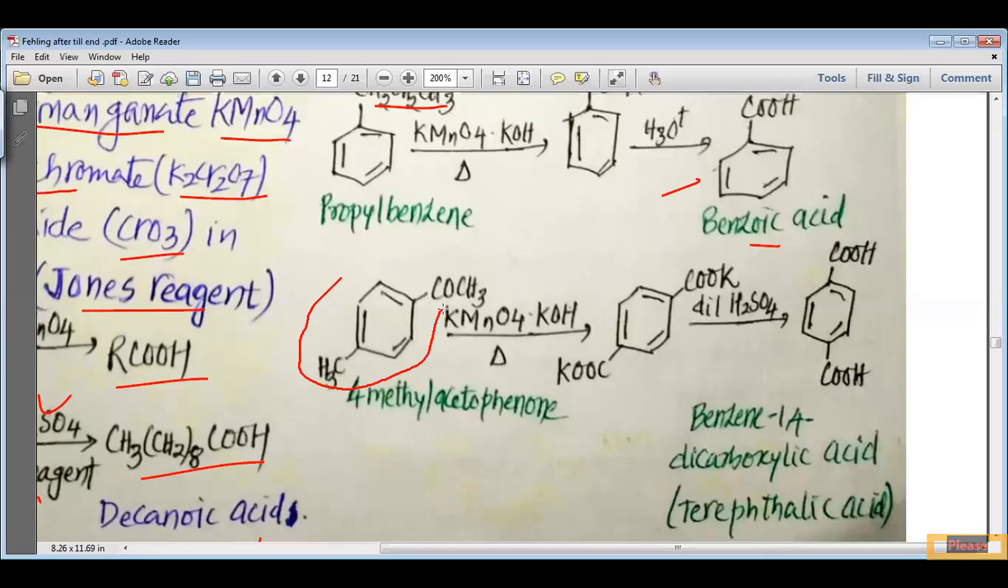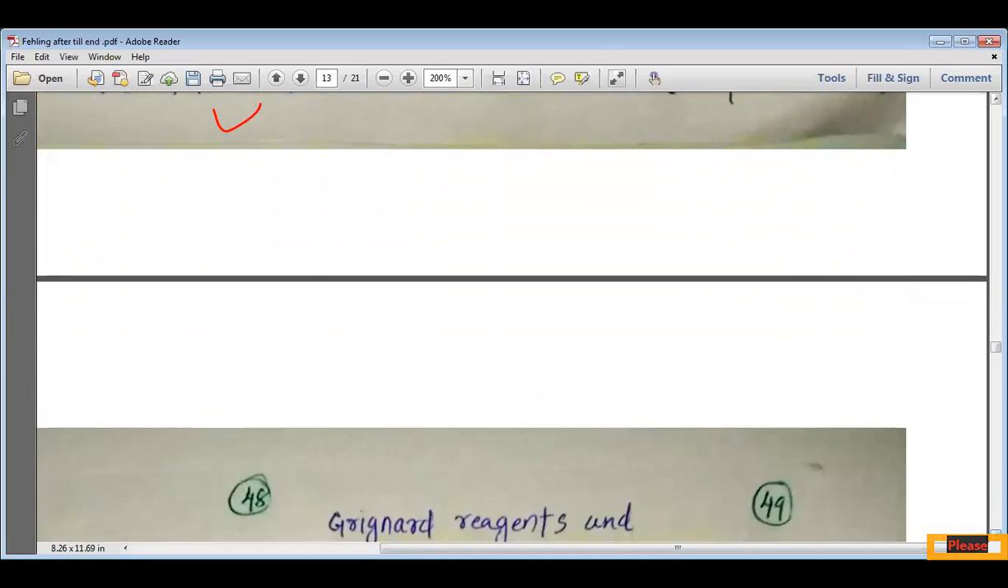Even if, my dear students, you can see in this compound, the alkyl benzene is substituted with the COCH3 group. On oxidizing it, both COCH3 and CH3 will be converted into the COOH group, and we will get benzene 1,4-dicarboxylic acid, which is also known as terephthalic acid. So please remember, my dear students, that even if substituted benzenes are available, the alkyl chain will be converted into a COOH group.